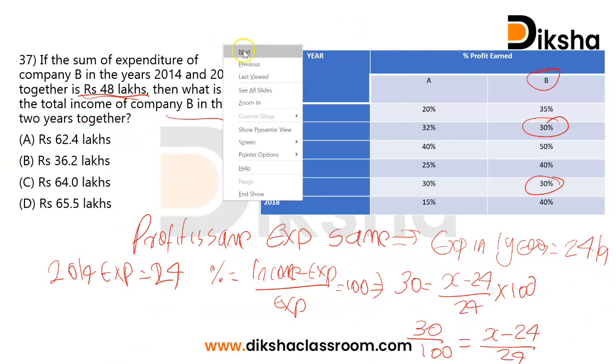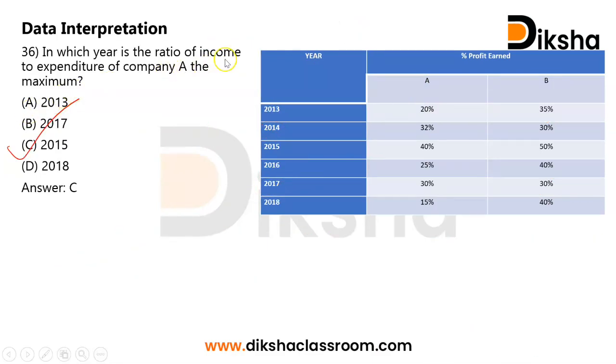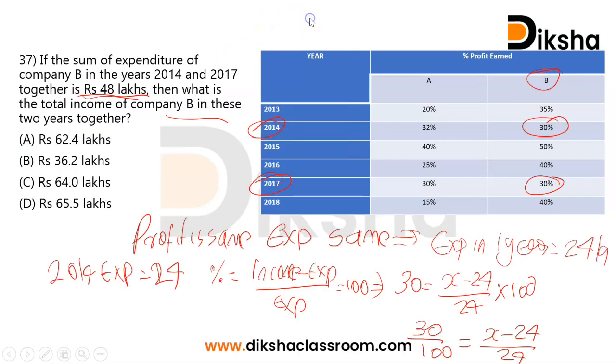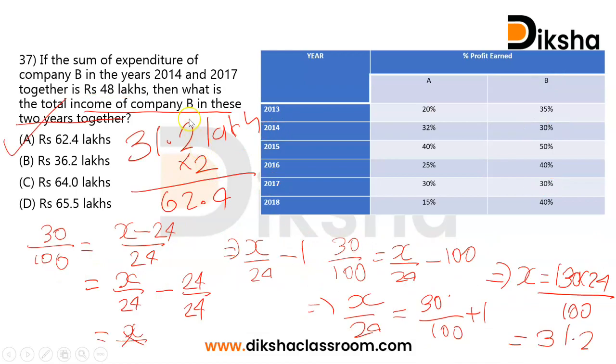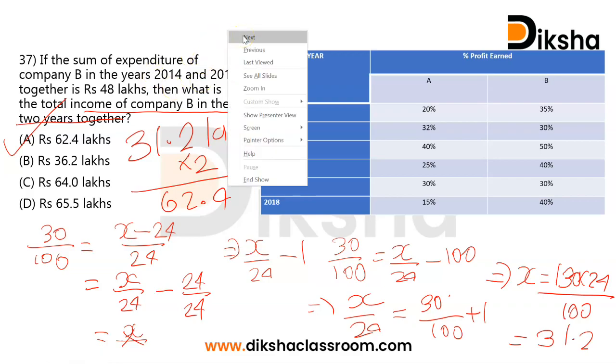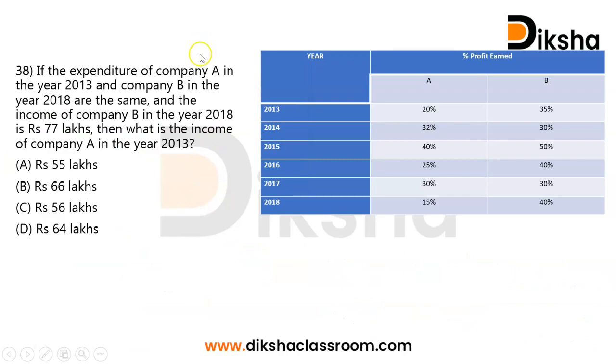It's a simple, direct question. Sum of the expenditure is given as 48. We have profit the same, 30 and 30, so expenditure will be the same, from which you get expenditure for 1 year as 24, from which you get the income for 1 year as 31.2. So income for both years will be 31.2 into 2, you get 62.4. So you have option A as the correct answer.